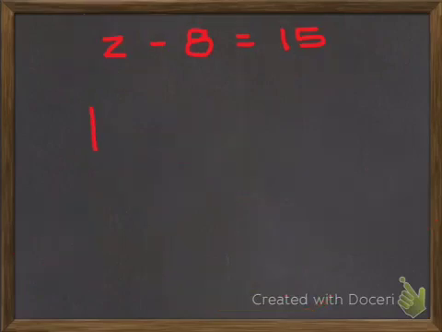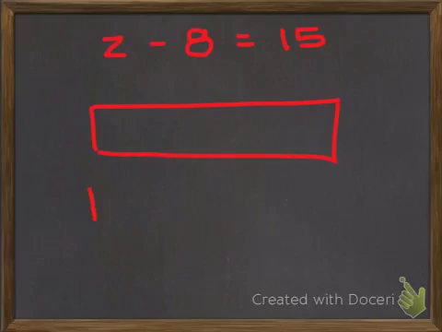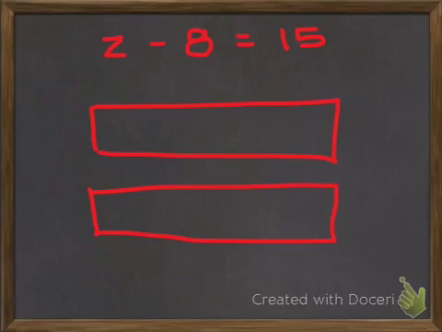Now we're going to try a subtraction problem. This problem says z minus 8 equals 15. All that means is that some number minus 8 equals 15, and we just need to figure out what that number is. Now, when I think of a subtraction problem, I try to think of a scenario. So let's say Mrs. Ashley had some marbles. Then Mrs. Ashley lost 8 marbles, and she had 15 left.